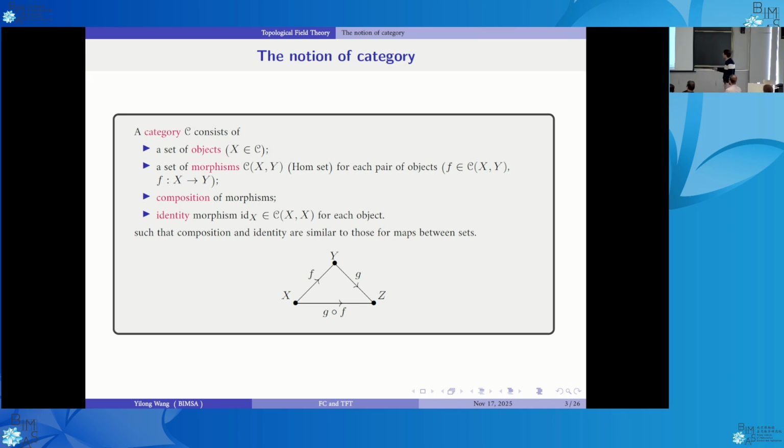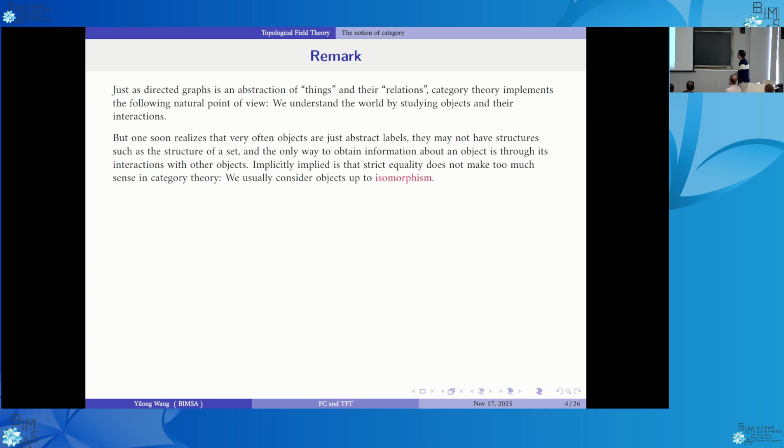So this picture represents a very simple category consisting of three objects x, y, and z, with three morphisms f, g, and g composed with f. This is the composition law. And for each x, y and z, we also have this trivial path representing the identity morphism, which I omit. So in general, a directed graph can be viewed as a category where objects are vertices and the morphisms are paths between vertices.